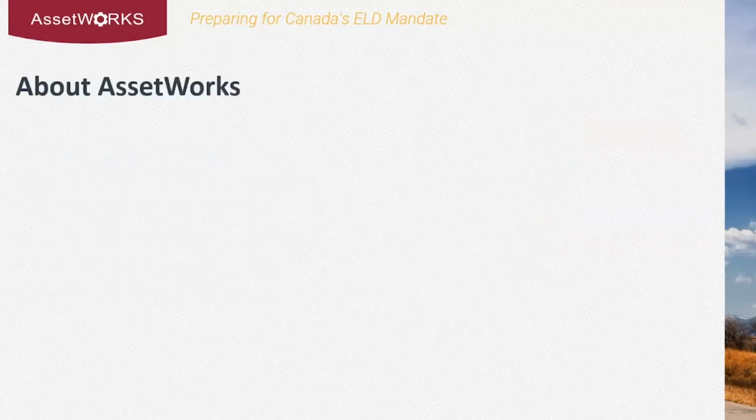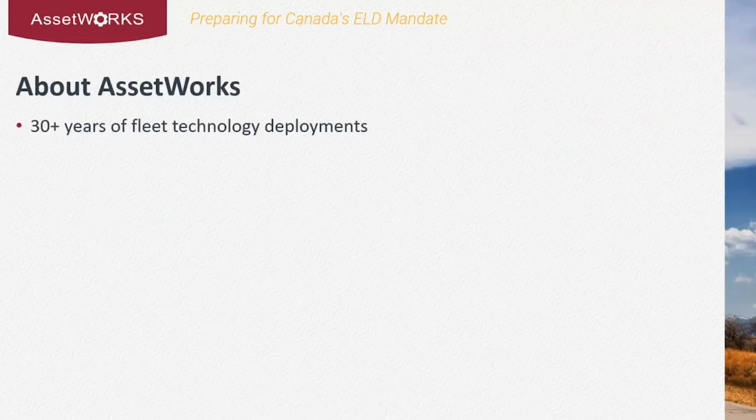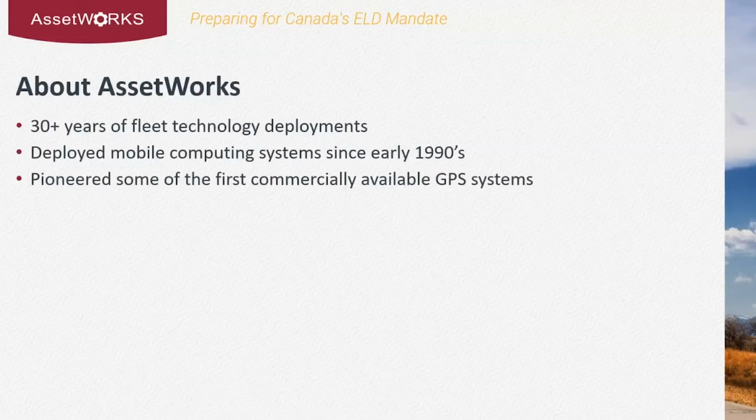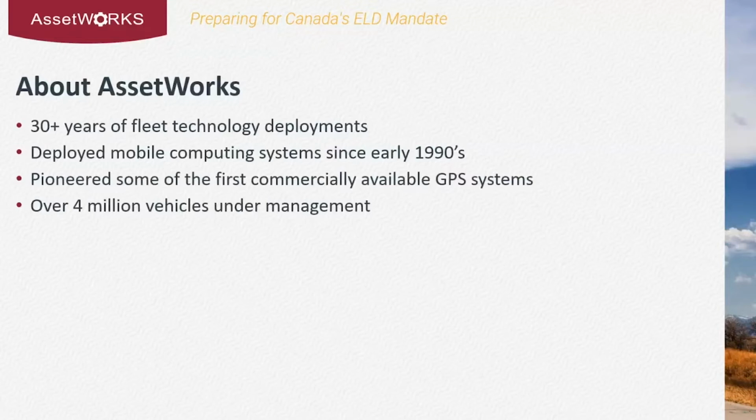So first of all, just real quick, I want to touch base a little bit on AssetWorks. Who is AssetWorks? We've been in fleet technology deployments for 30-plus years. We've had mobile computing systems deployed since the early 1990s, and that was pre-cellular days. That was over two-way radio systems back in those days, and we pioneered some of the first commercially available GPS systems as well in the 1990s. And currently today, with the suite of AssetWorks products, including ELD, GPS telematics, fleet maintenance, and fuel management, we have over 4 million vehicles under management under our broad range of products.